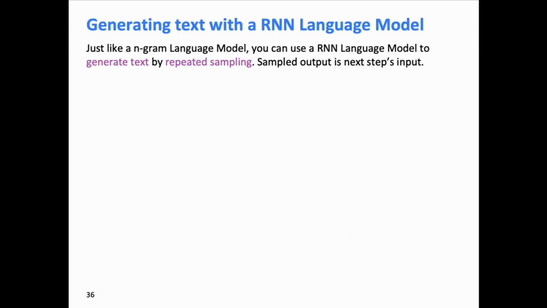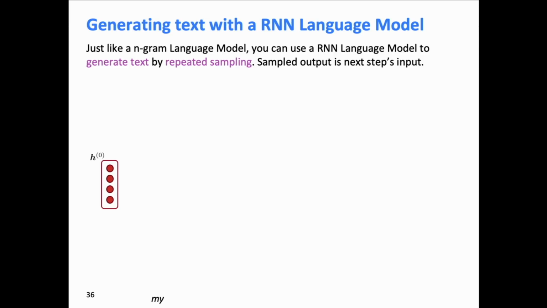So that was a maths-heavy bit, but now we're getting on to text generation, which someone asked about earlier. Just as we use the n-gram language model to generate text, you can also use an RNN language model to generate text via the same repeated sampling technique. So here's a picture of how that would work.